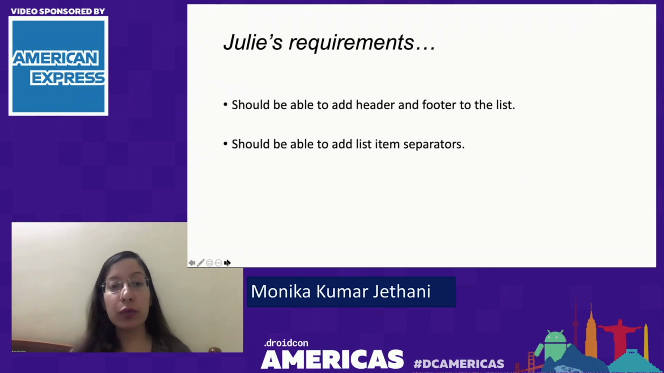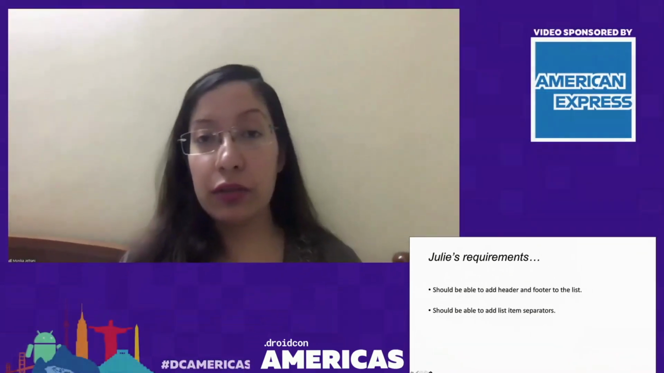And she wants that with the help of the library she should be able to add a header and footer to the list, and she should be able to add list item separators. So she goes through Paging 2, and she sees that most of her requirements are not getting met in Paging 2. So then she goes to one and only Google. She tells them that all these are not present in Paging 2. If she has to build an application with paging of this sort and all these requirements, then she'll have to write a lot of code and functionality. So to solve her problem, Google brings in Paging 3.